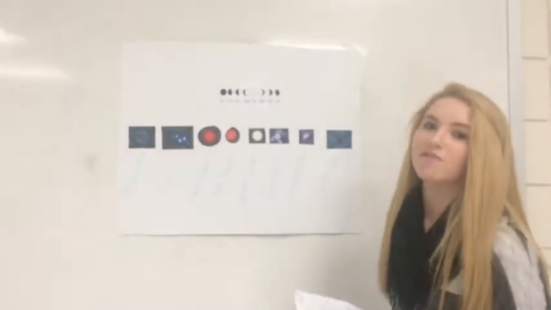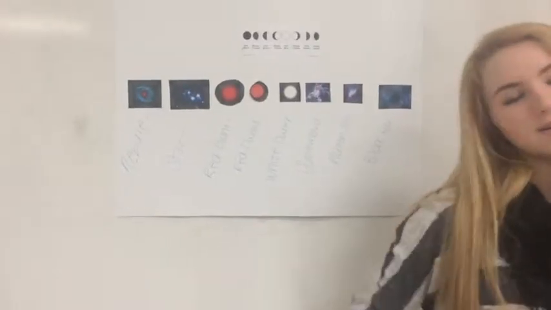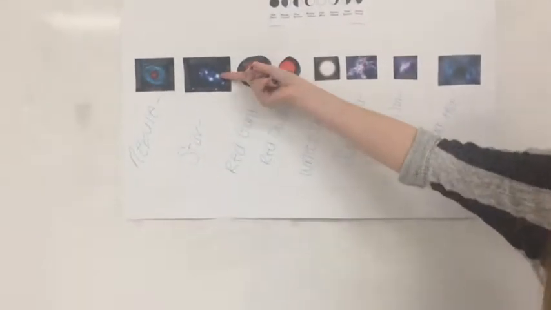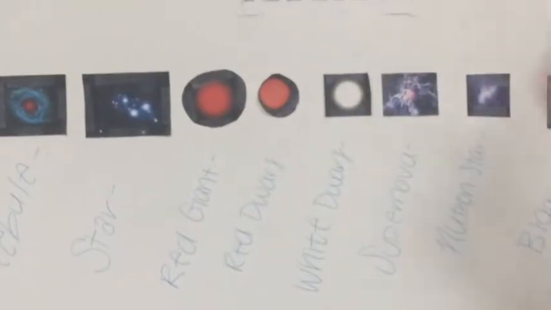Now I'm going to be talking about the life cycle of the star. A star first starts its life out as a nebula. Then it becomes a star. And a star is a globe of gas producing its own heat and light. Then it turns into a red giant. A red giant is very bright because they're so large. Then a red dwarf. They are cool, faint, and small. Now it's a white dwarf.